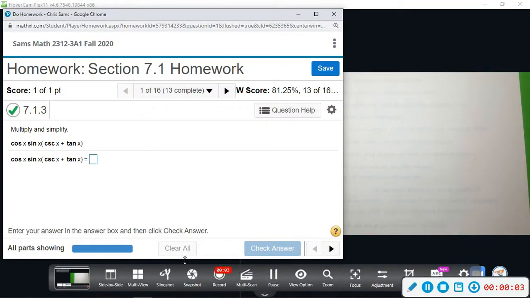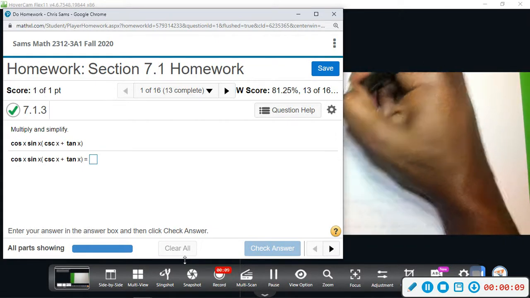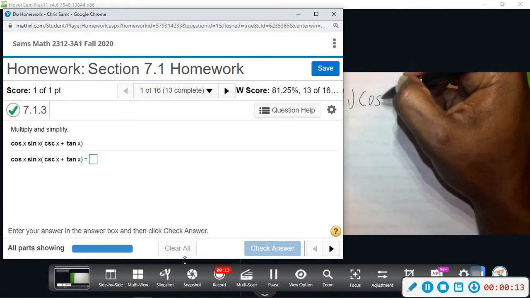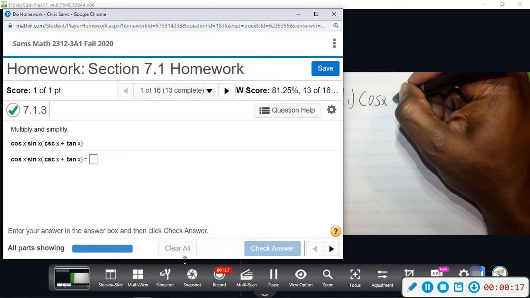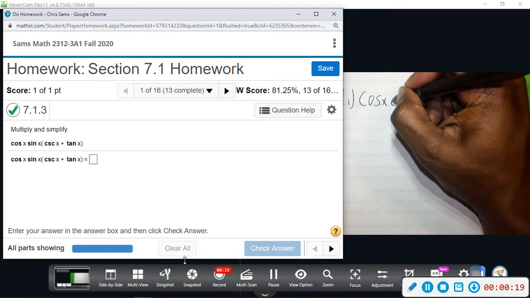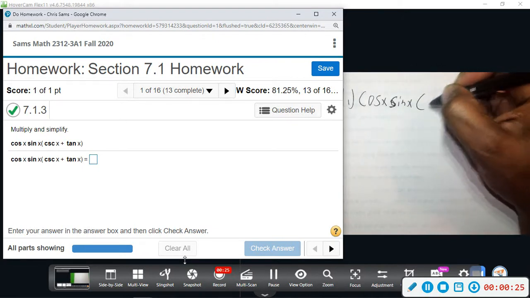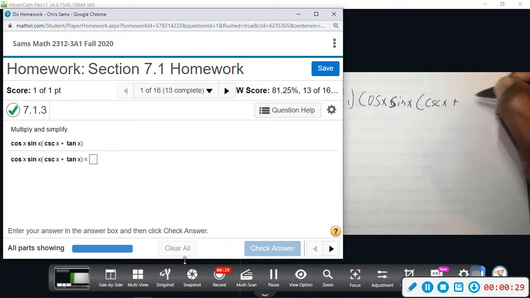Alright, number one, we have cosine x sine x multiplied by the quantity cosecant x tangent plus tangent x. Cosine x sine x times (cosecant x plus tangent x).